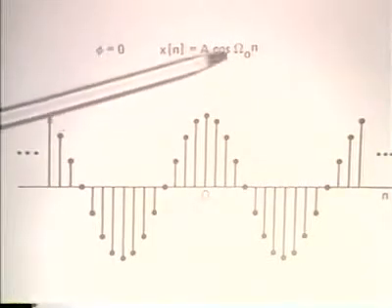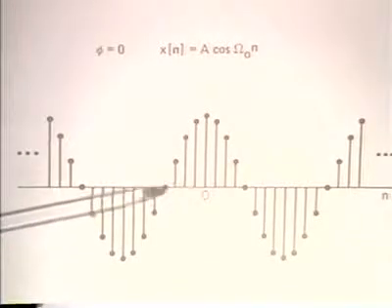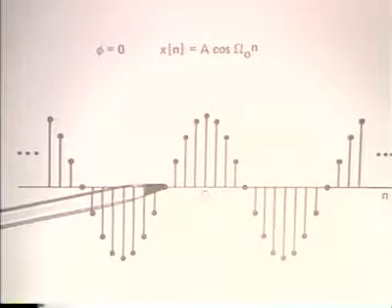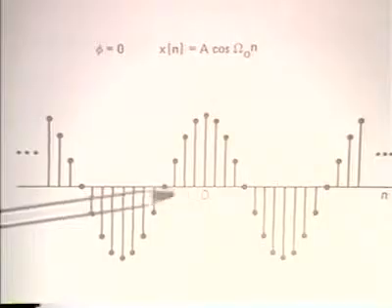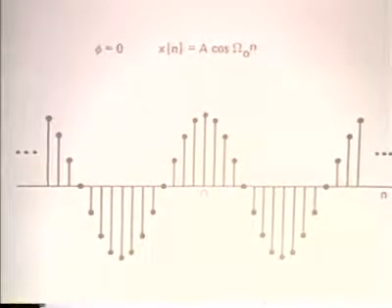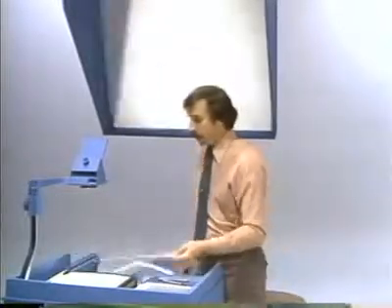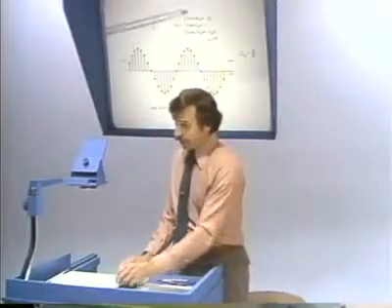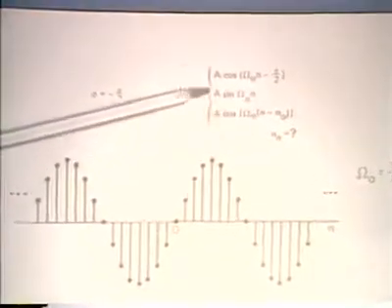If I now take this same sequence and shift it so that the time origin is shifted a quarter of a period away, then you can convince yourself, and it's straightforward to work out, that that time shift corresponds to a phase shift of pi over 2. So in that case, with the cosine with a phase of minus pi over 2, that will correspond to the expression that I have here.